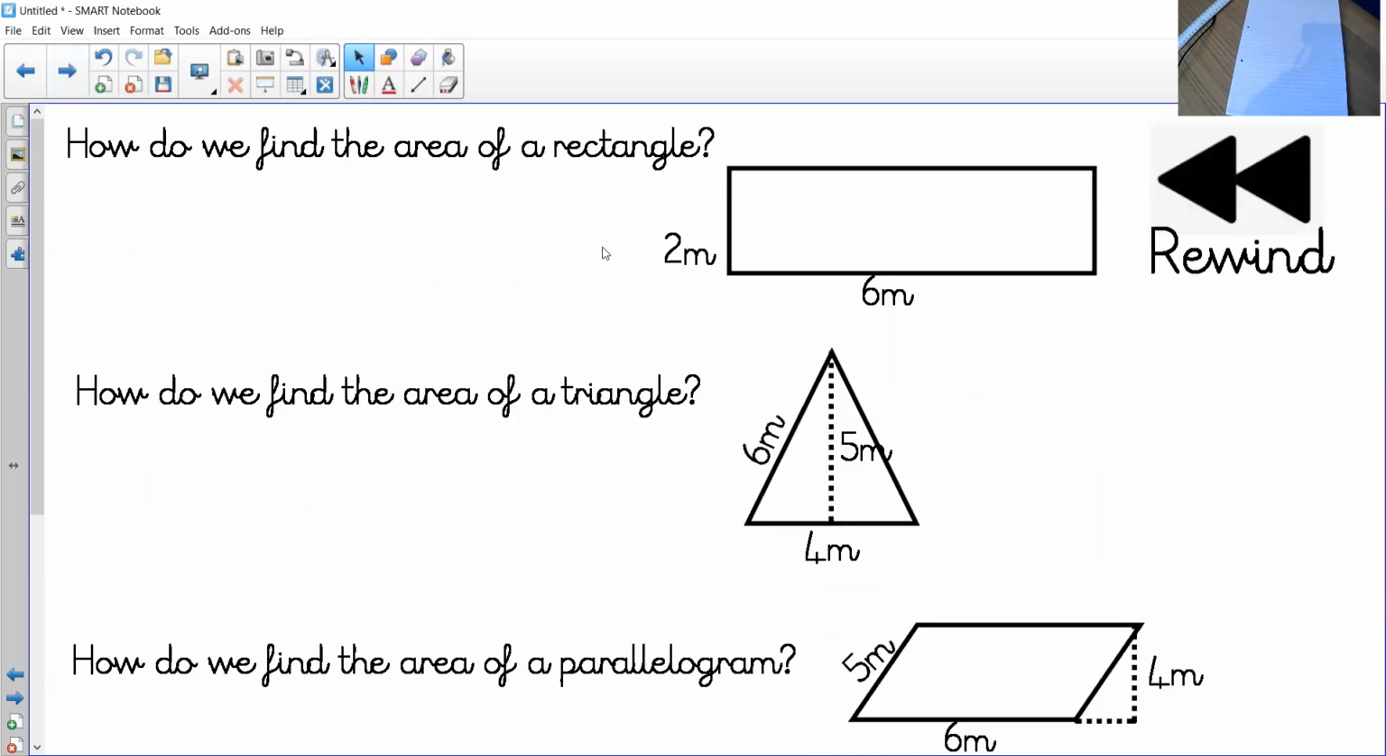Start off with them. I want you to rewind. How do we find the area of a rectangle? How do we find the area of this triangle? And how will we find the area of this parallelogram? Pause the video, off you go.